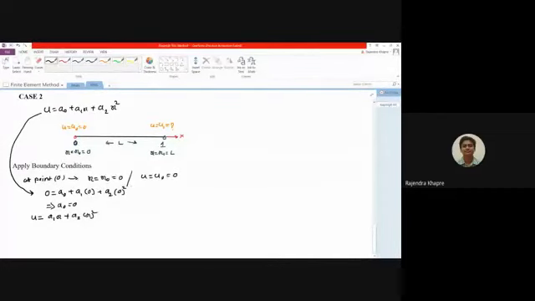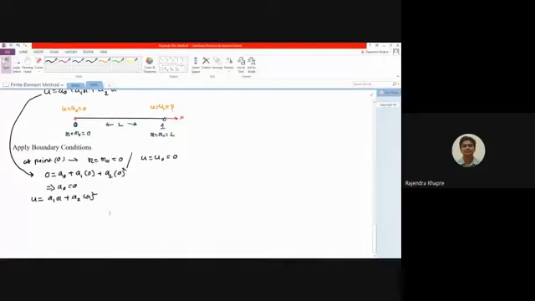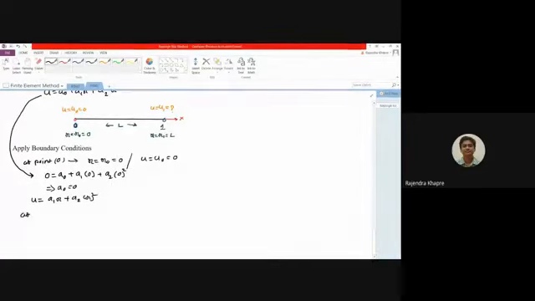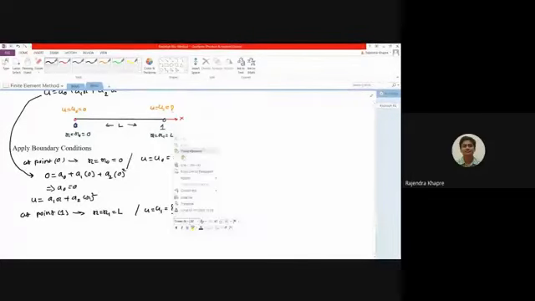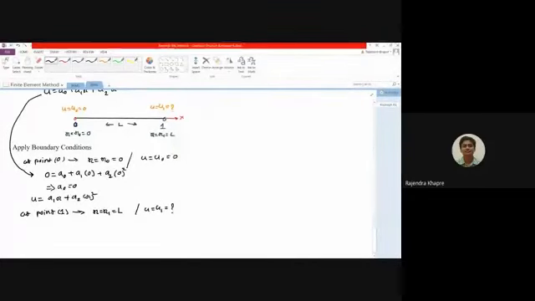Okay, so now I am going to apply the boundary condition at the second point. So here I'll say at point number 1, x will be called as x1 and its numerical value is L. Similarly, u will be called as u1 and its numerical value is not known. So we'll keep only u1. So this value of displacement will be something like this now.